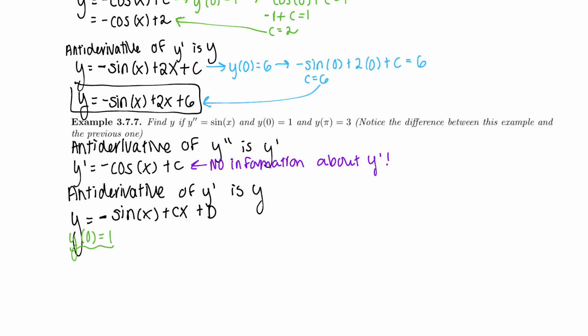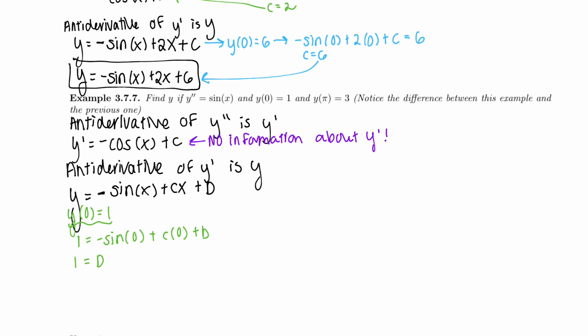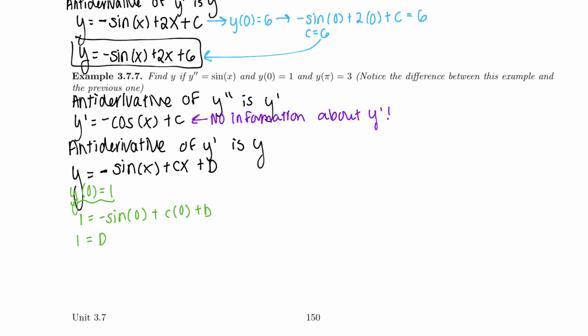So we have y of 0 is equal to 1. So 1 is equal to negative sine of 0 plus c times 0 plus d. Sine of 0 is 0. C times 0 is 0. So you're going to get 1 is equal to d. That can be plugged right back in for d up here. So you now have y equals negative sine x plus cx plus 1.